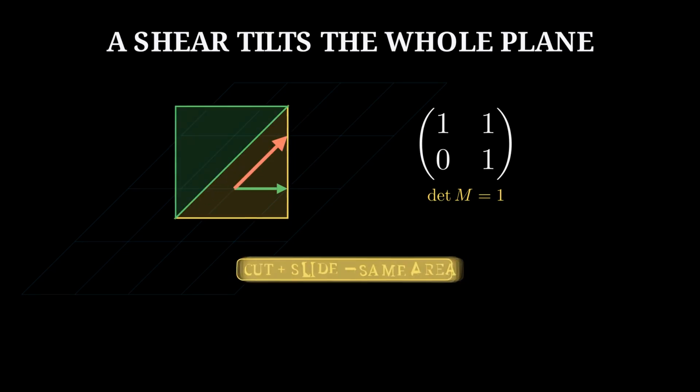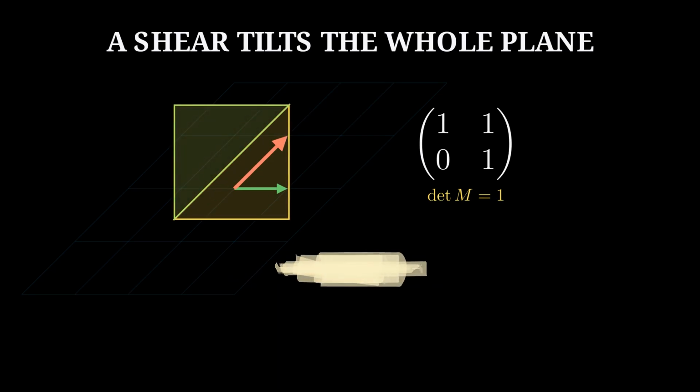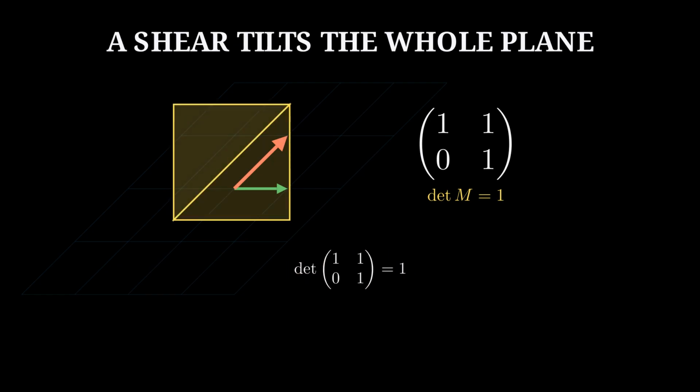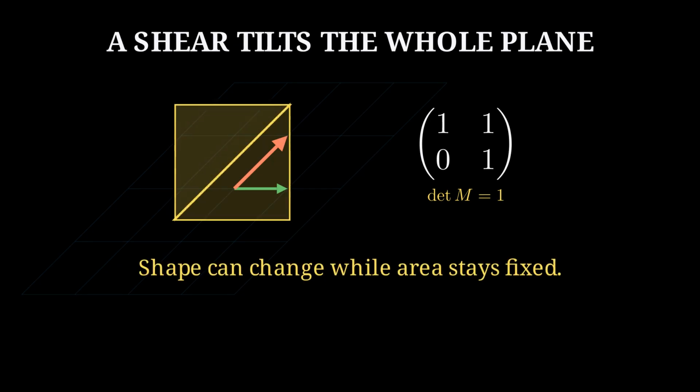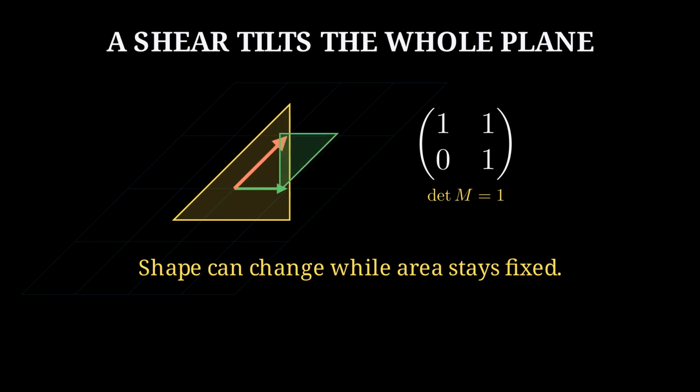That is what the determinant records here. This shear has determinant 1, even though the shape looks different. A matrix can radically change angles and still preserve area. Shape and area are separate pieces of information.